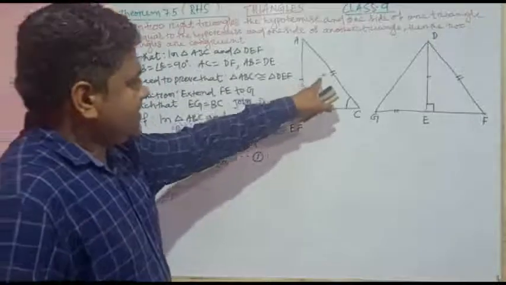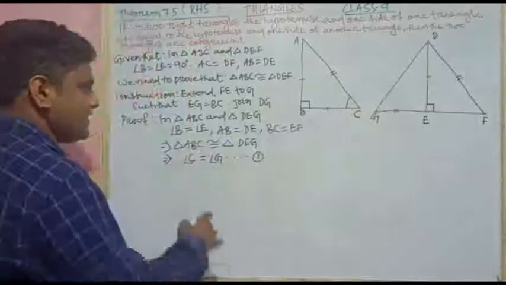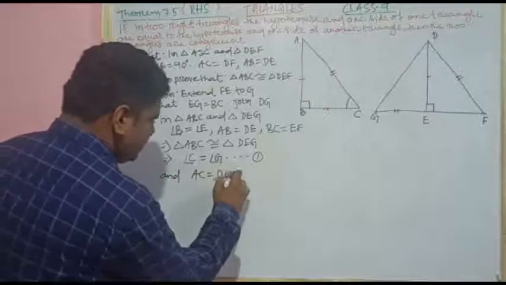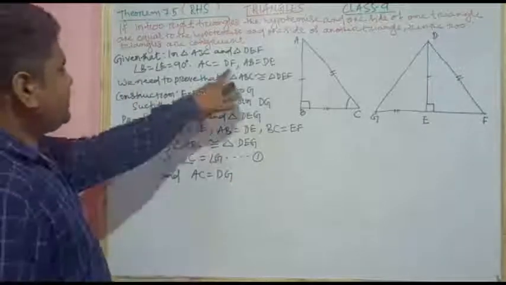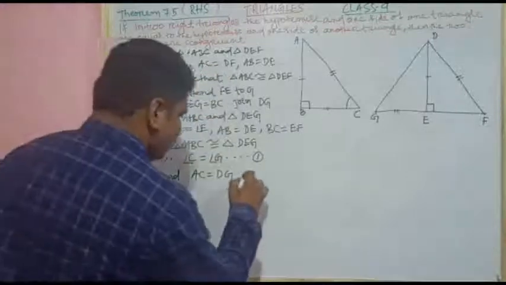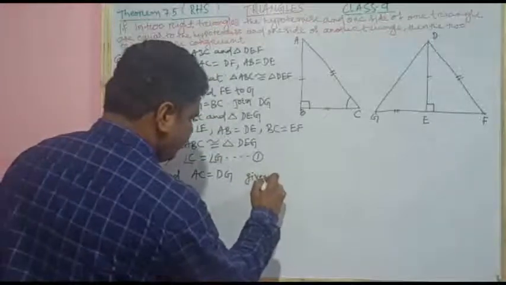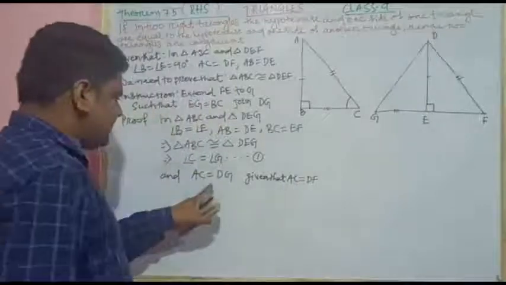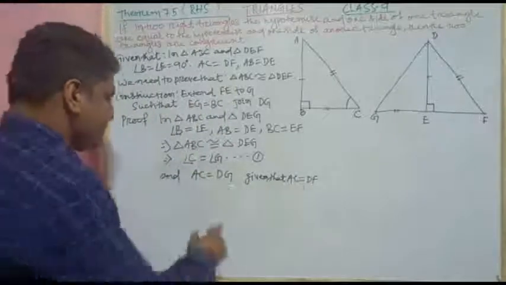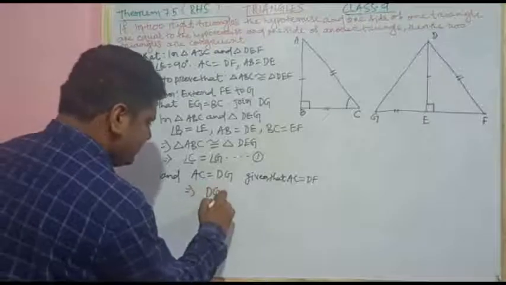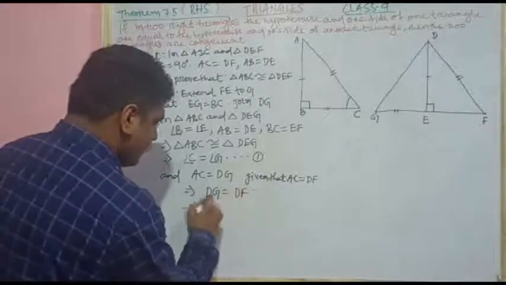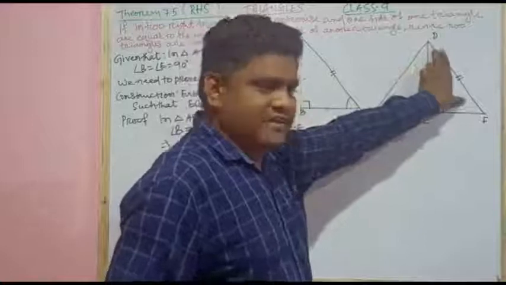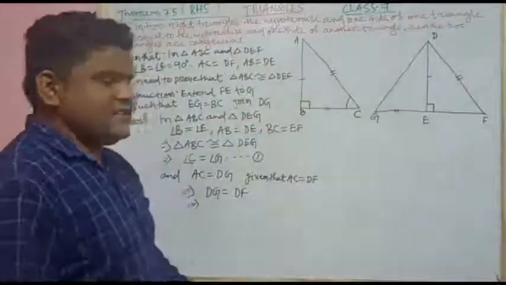And corresponding sides AC and DG must be equal. Let's write this: AC equal to DG, and it is given that AC is equal to DF. So from here we can write DG is equal to DF. This one is DG and this one is DF. These are the sides of triangle DGF.